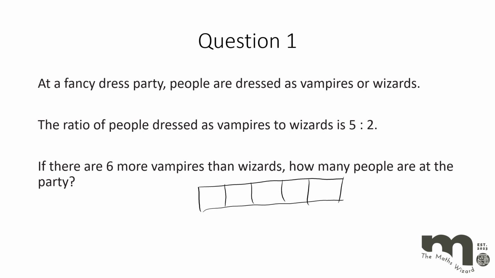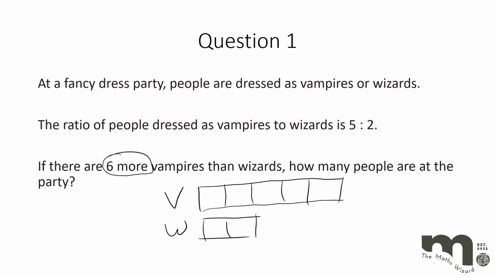Okay, so as you can see, I've already started drawing out the bar modeling for this, if you wish to use that sort of method to help you. So we've got a ratio of 5:2. We've got our vampires here, we've got our wizards here. Now this time it's not saying how many vampires there are or how many people there are in total. It's telling us there are 6 more.